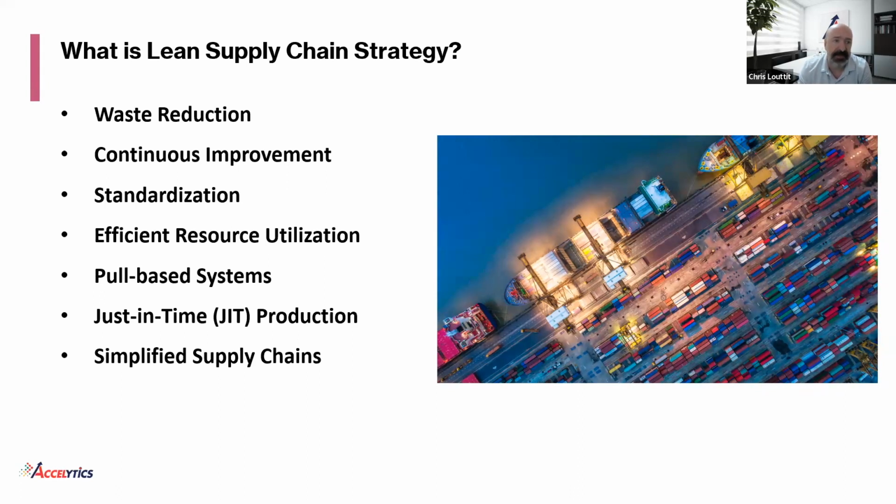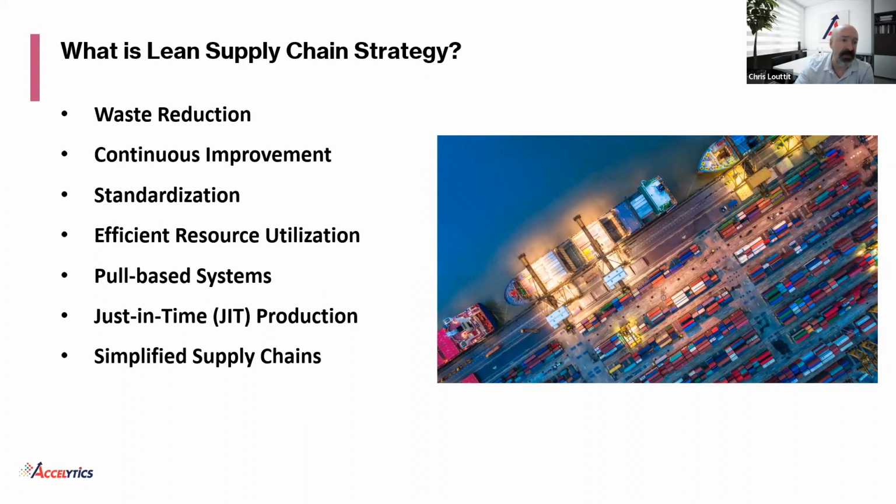The key principles of a lean supply chain include: one, identifying and eliminating waste, such as excess inventory, overproduction, waiting times, transportation inefficiencies, unnecessary motion, and defects. Secondly, implementing a culture of continuous improvement to regularly identify and address inefficiencies in processes. Also establishing standardized processes and best practices to minimize variations and improve consistency. That's something that we at Accelytics are always right in the midst of by standardizing and improving best practices.